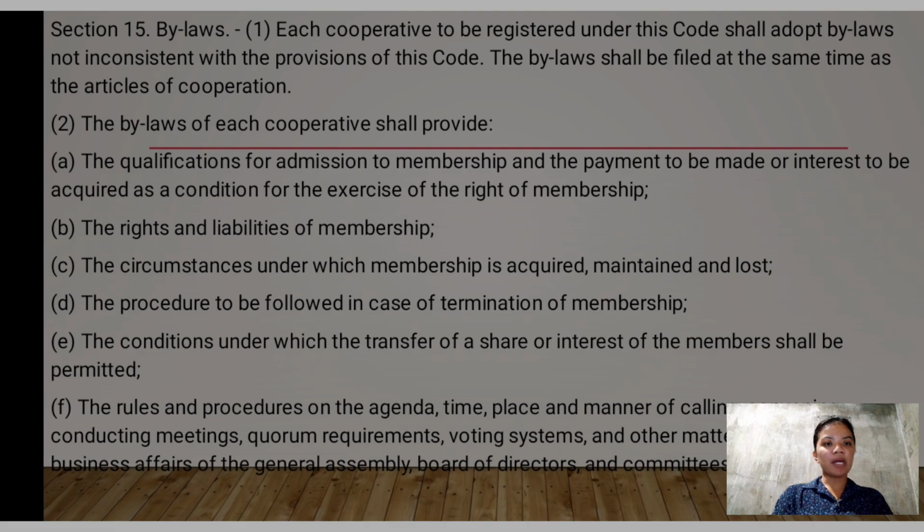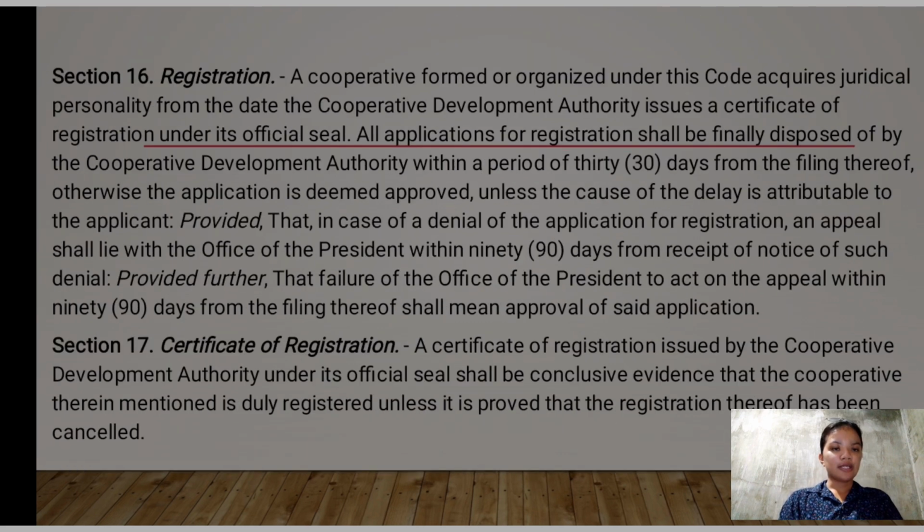Section 15, Bylaws. In this section, it requires that every cooperative seeking registration must adopt bylaws that are consistent with the provisions of the applicable code. These bylaws must be filed with the Cooperative Development Authority at the same time as the Articles of Cooperation. Section 16, Registration.